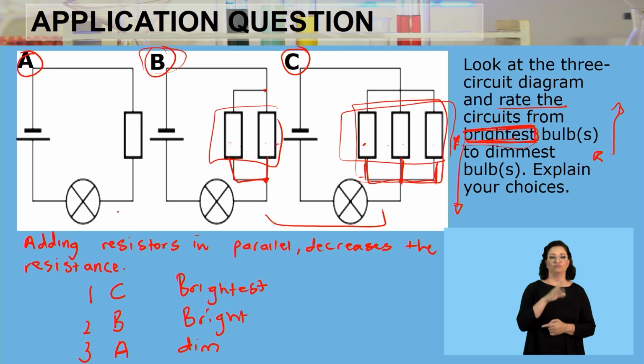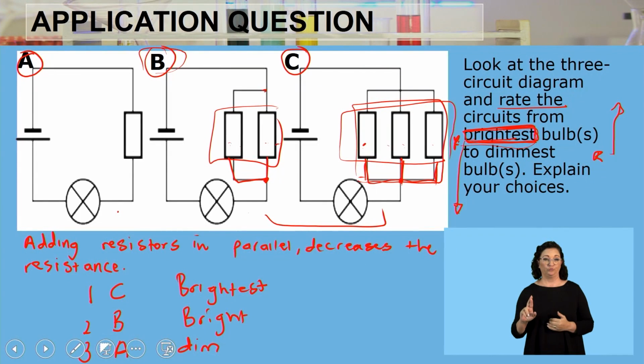we can say it's going to be dim, or the dimmest. So now it goes like, as you add more resistors in parallel, the resistance is going to decrease in the circuit, and by decreasing the resistance, we are increasing the current strength. And the more the current strength, the brighter the light bulb is going to be. So in this case, circuit C has the lowest resistance as compared to all the other ones in this particular picture. So therefore, the brightness of bulb C is going to be higher as compared to that of B and A.